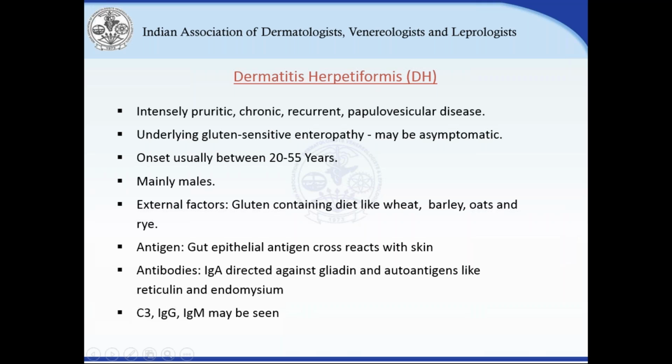The onset is usually between 20 and 55 years of age, mainly males, and the antigen is a gut epithelial antigen. Actually, the antigen is the transglutaminase found in the epithelial cells. You may remember that anti-tissue transglutaminase, anti-TTG3, is one of the antibodies formed in dermatitis herpetiformis. The gut is anti-TTG2, but the skin is anti-TTG3. There is epitope spreading in all these autoimmune diseases. Pemphigus foliaceus can convert into pemphigus vulgaris also later.